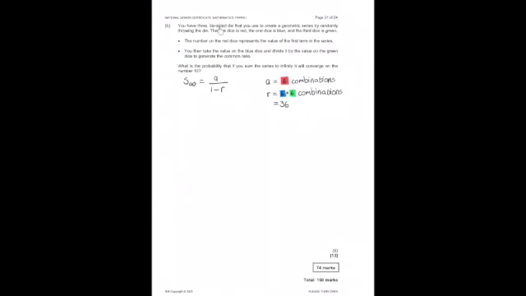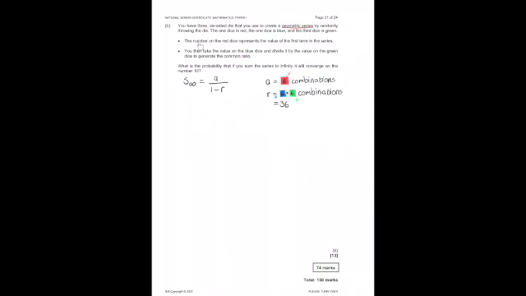So we're going to go through the question from paper 1, November 2021, question 12b. It says you have three six-sided dice that you use to create a geometric sequence or series by randomly throwing the dice. One die is red, and you'll see that I've put it over there. The other die is blue, and the third one is green.